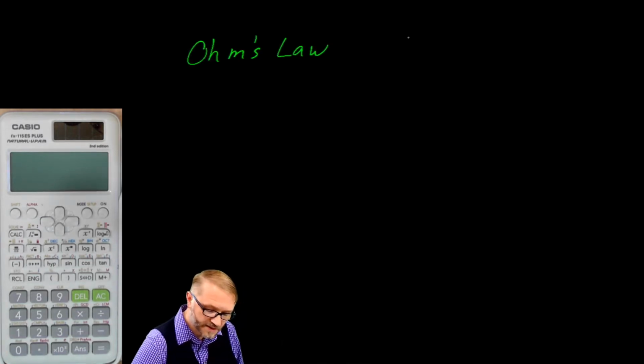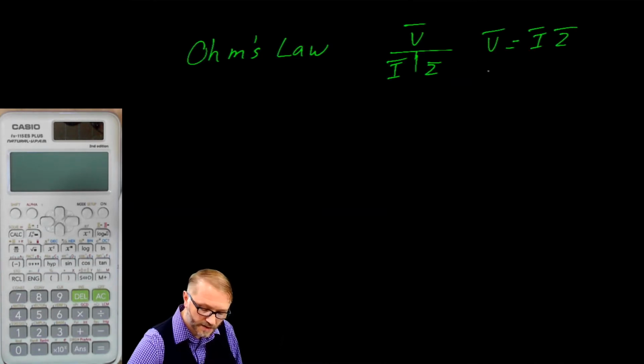For AC circuits, we describe a voltage as a current times an impedance, or you could describe that as a current is a voltage divided by an impedance, or an impedance is a voltage divided by a current.